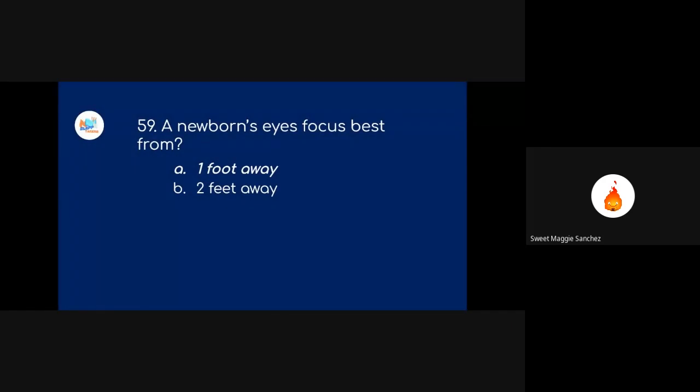Okay. Number 59. A newborn's eyes focus best from, they can actually see 1 foot away, no? 12 inches. Ganun kalayo. Anything 1 foot from them, they can see clearly.